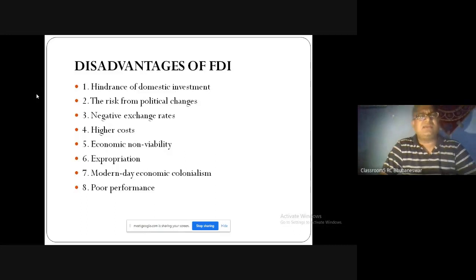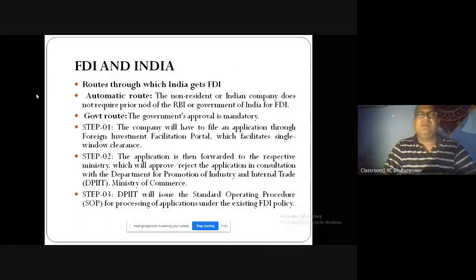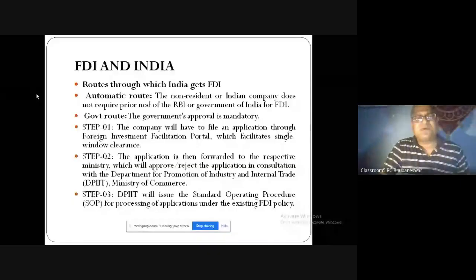But my dear students, if you talk about FDI and India, what is the relation of FDI and India, and what types of routes are there through which we can encourage foreign funding or foreign companies' investment, or you may call it the openness of the market for foreign enterprises.